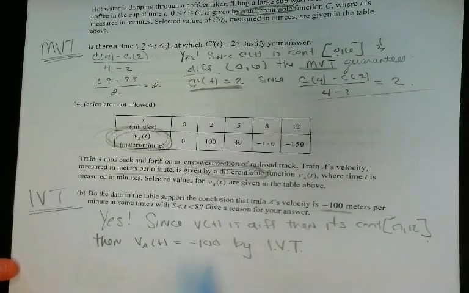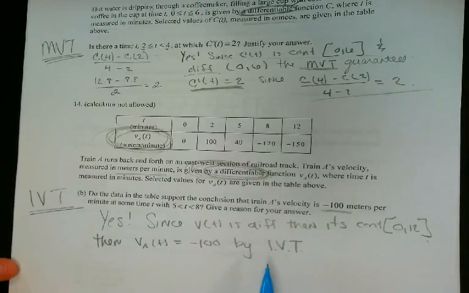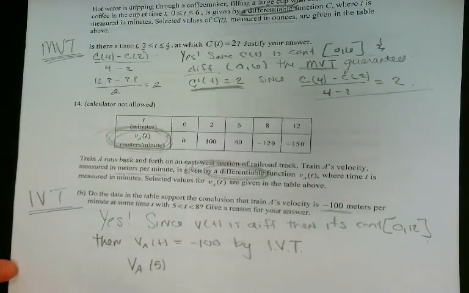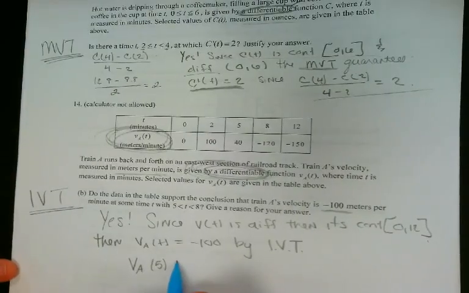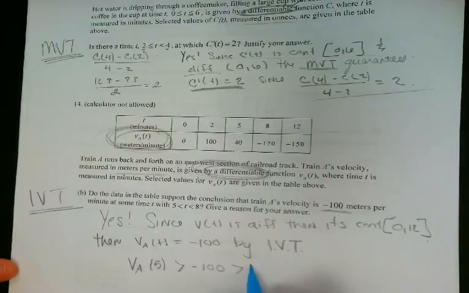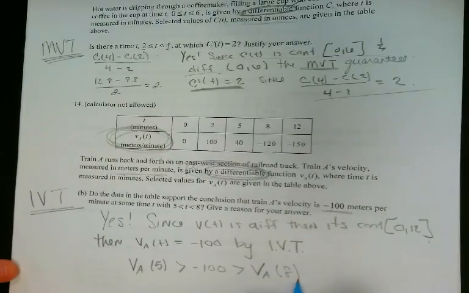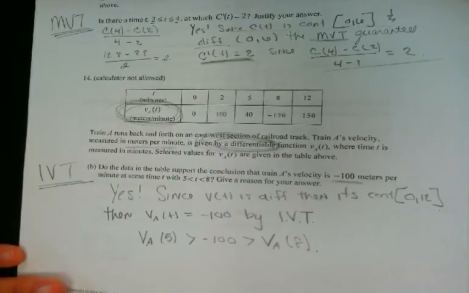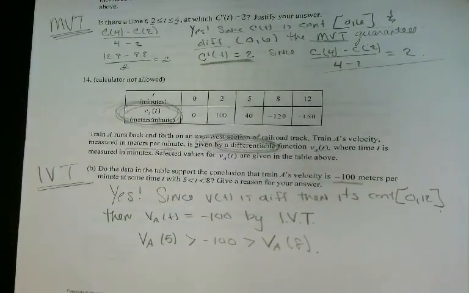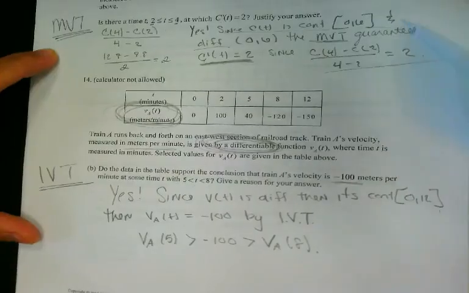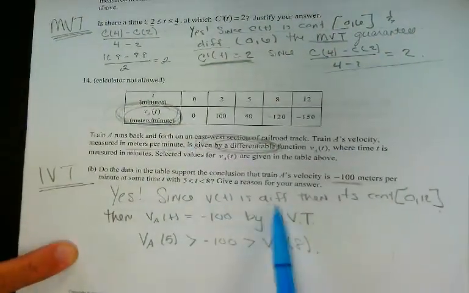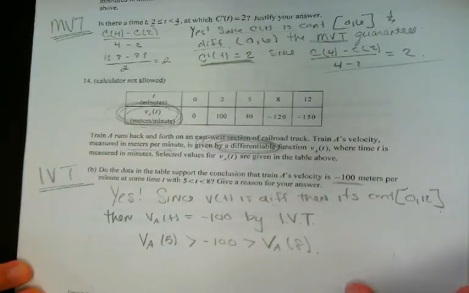So where do I hit negative 100? Between what numbers? 5 and 8. So v sub A of 5 is greater than negative 100, which is greater than v sub A of 8. Okay. And if it happened in more than one place, you would just list out all those intervals. That's the main difference between the two: we need to state continuous and differentiable, versus this one where they told us differentiable, so we are applying continuous there.